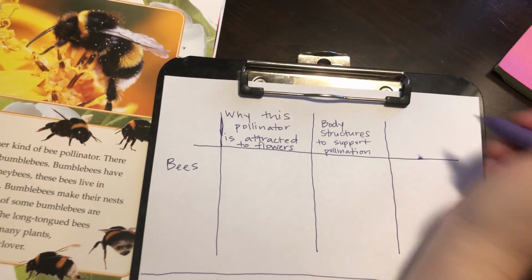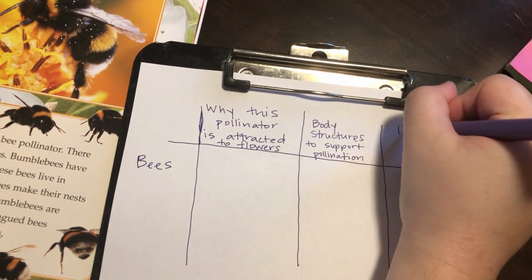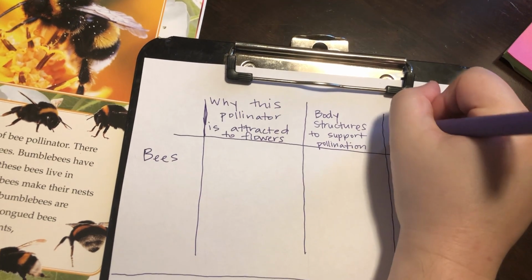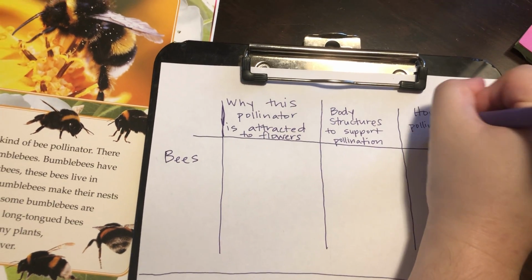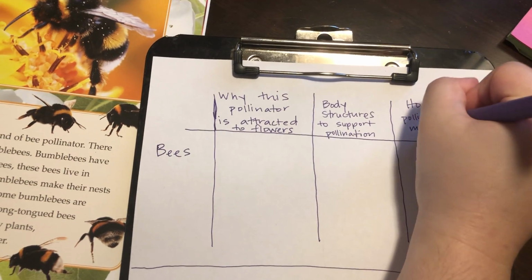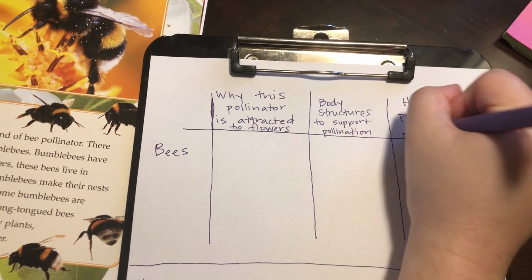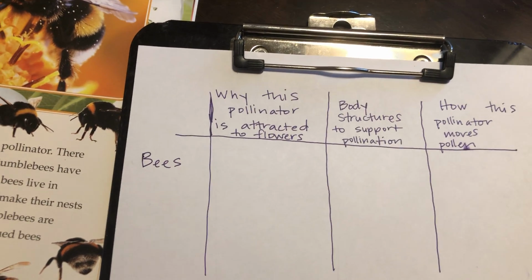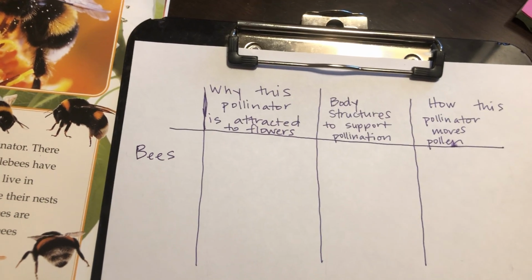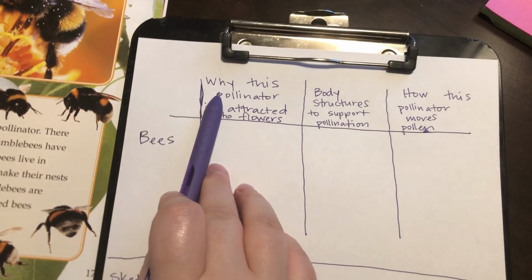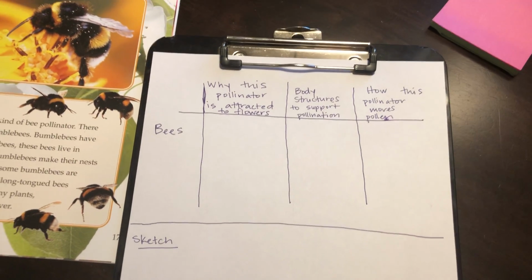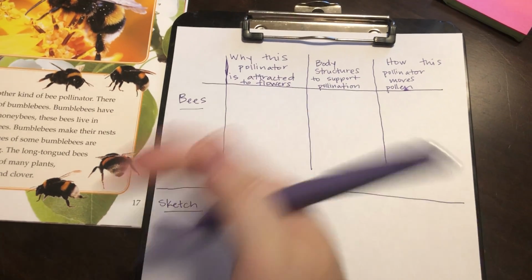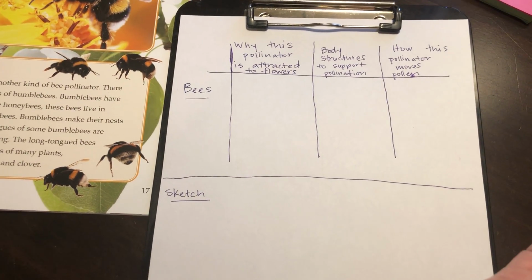And then our last column is where we're gonna take notes about how this pollinator moves pollen. Because remember, there's a lot of ways that seeds and pollen can be dispersed. And so here's where we're gonna take notes about how bees move the pollen. Okay, so the reason we're taking these notes is because we're gonna begin writing a paragraph about bees and how and why they are important pollinators.